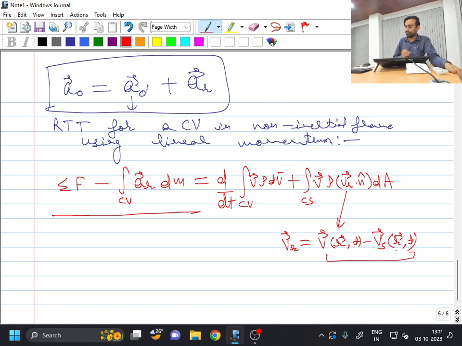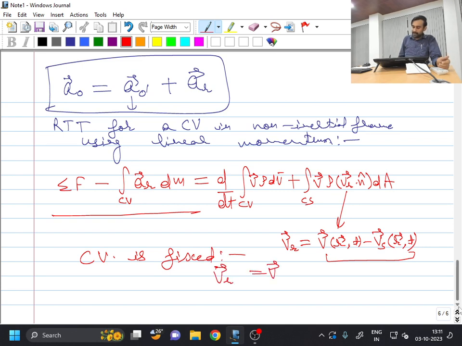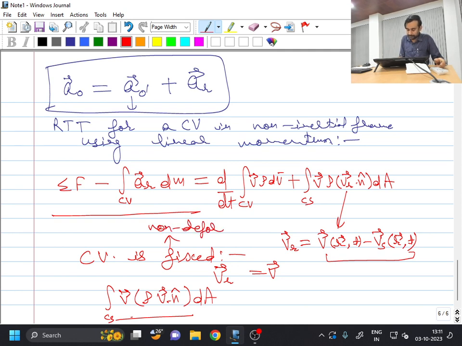This I have already described to you. If I consider that my control volume is fixed, not moving, then Vr vector will simply become equal to V vector, and ultimately the last term of the flux, the integral over the control surface of V vector rho V vector dot n cap dA, I will get simply. So this last term is simplified to this one only, if my control volume is fixed, not moving, as well as non-deformable. If these two conditions are satisfied, then this will be my linear momentum equation.